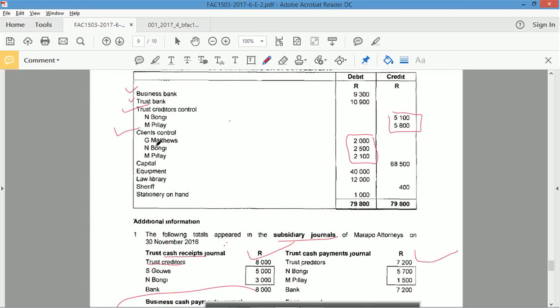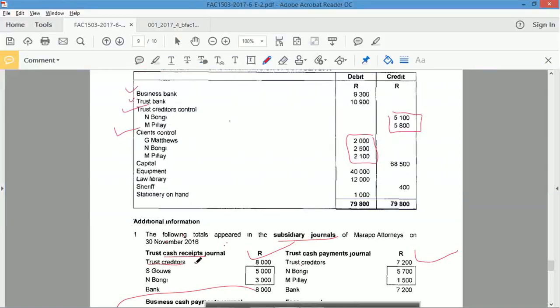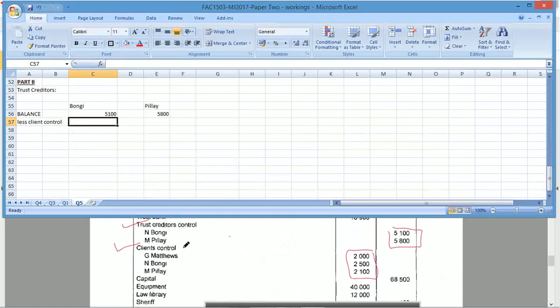Alright, so client control account. Their client control account means that they owe us. Okay, that's like debtors. So minus the client control. Okay, so how much do they owe us? If they owe us, their trust bank account will decrease because they're going to pay us. Do you agree? Okay, so their client control would be, I think you also have to look at Matthews as well.